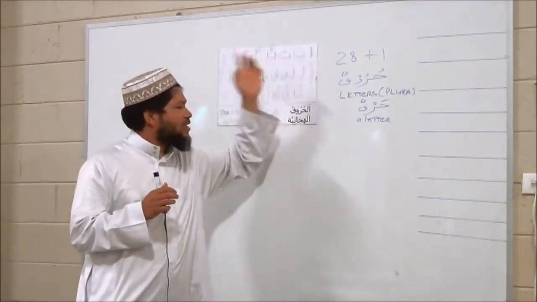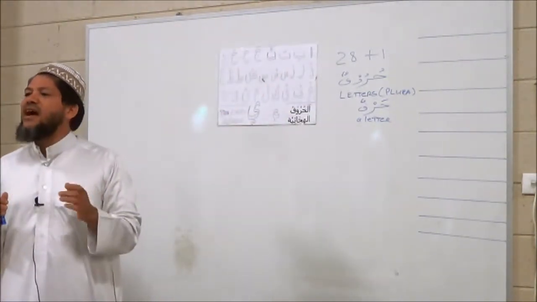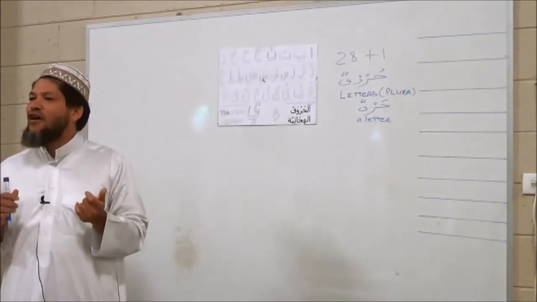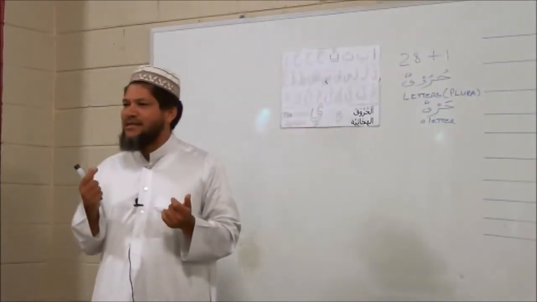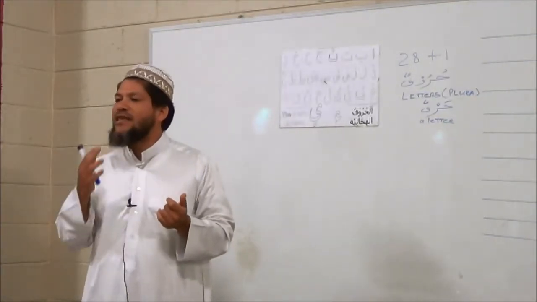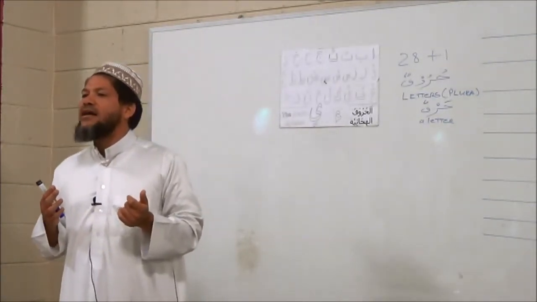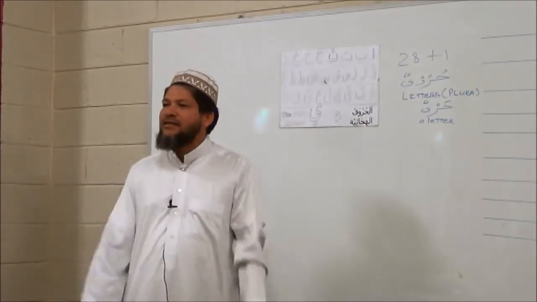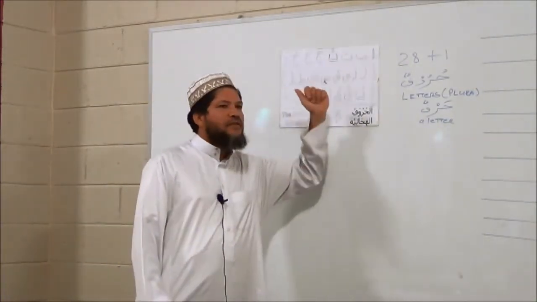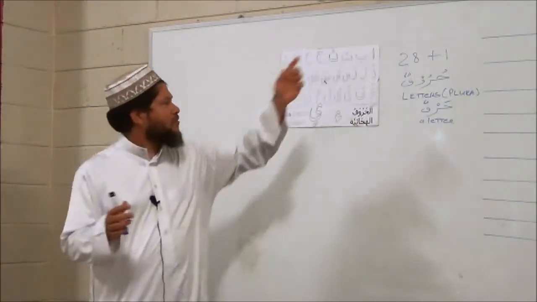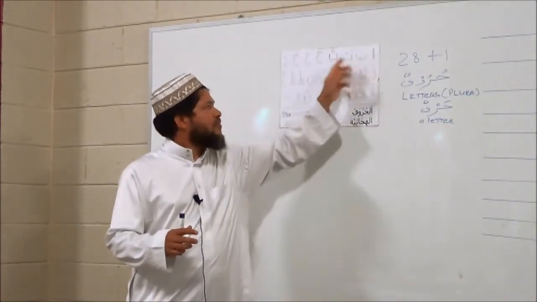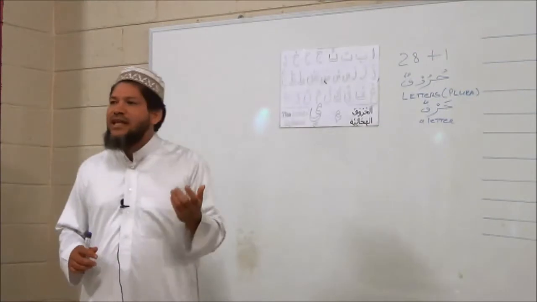Right, let's look at our letter Ba. Ba, of the quality, it is involving your lips. If you put your two lips together, Ba. Alif. Ba. Altogether? Alif. Ba.